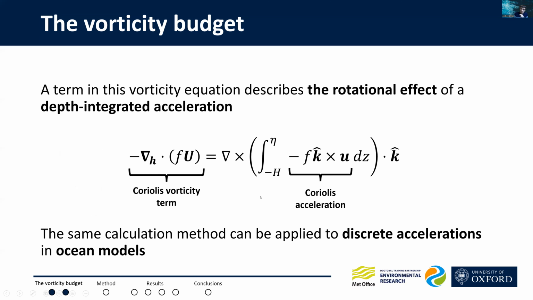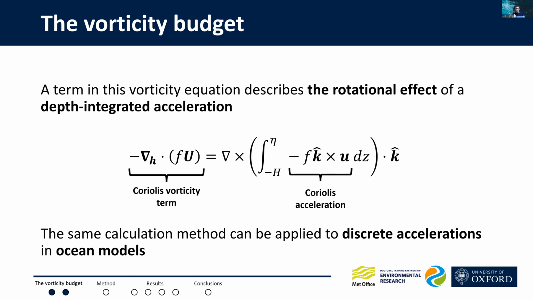To be really precise about how the vorticity term and the acceleration are related, let's zoom in on that Coriolis contribution that we're going to look at quite a bit in this presentation. So we see that to get the Coriolis vorticity term in that equation, we need to take the original acceleration, Coriolis acceleration, integrate it over depth, and then take the curl. So what this exactly describes is the rotational effect of the depth integrated acceleration.